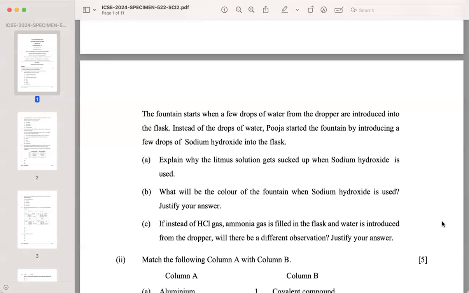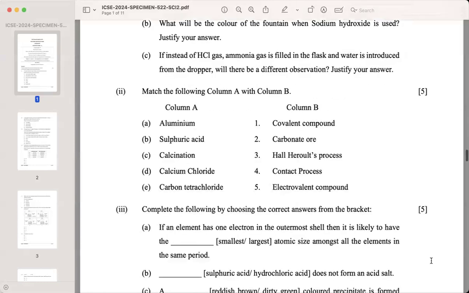Then part C, if instead of HCl gas, ammonia gas is filled in the flask and water is introduced from the dropper, will there be a different observation? Justify your answer. Yes, there will be a different observation, and the observation will be that you will observe a blue fountain because ammonia is basic in nature. That is why. Now comes the match of the following.